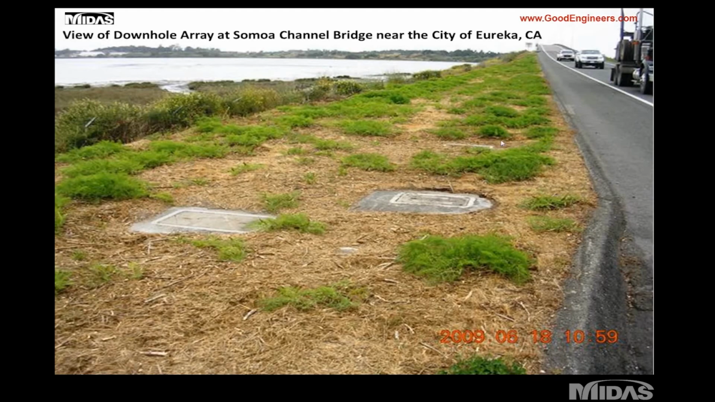This is a view of another downhole array. These are basically recorded motions. We have recorded motion close to one of the abutment embankments. This is going over the bridge. So these instruments are not attached to the bridge, but at some depth within the ground, so we can record free field motion.